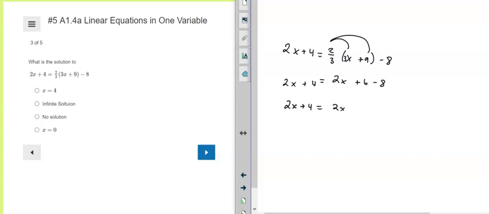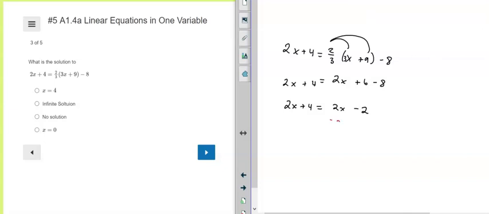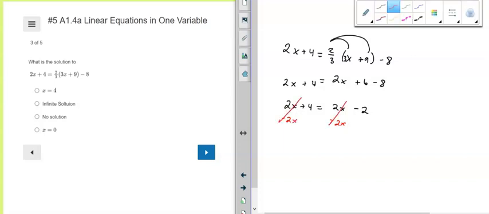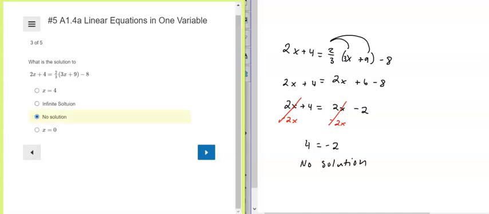Go ahead and combine these two. 6 minus 8 is negative 2. And then see what happens here. I'm going to subtract 2x on both sides, or in other words, just cancel them out. It actually gets canceled out on both sides, right? So we end up having 4 equals negative 2. When you have two different numbers like this, that means it is a no solution. Okay? And that's a no solution.